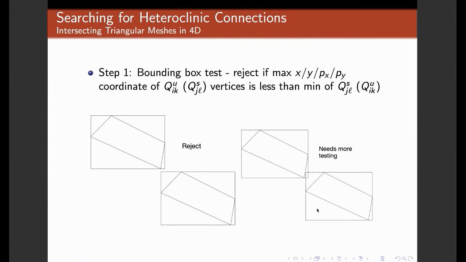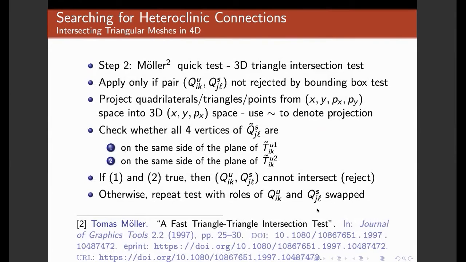So you know they can't intersect. And you can do the same with x, px, and py coordinates, all 4 dimensions. So if a quadrilateral is not rejected by that, then proceed to the Möller test, which is due to a computer graphics person given in the below citation. And we run this if the bounding box didn't reject it already.